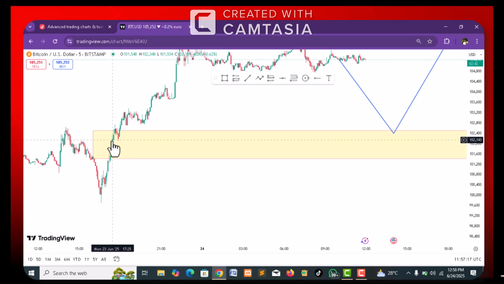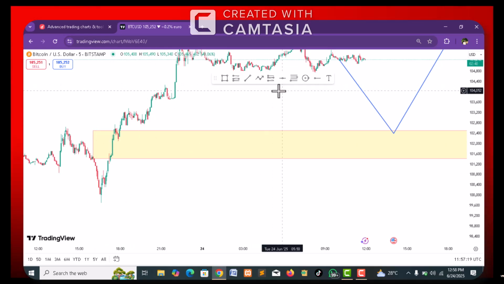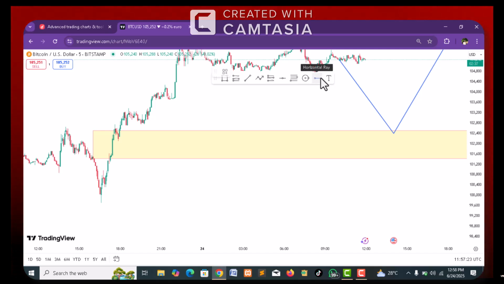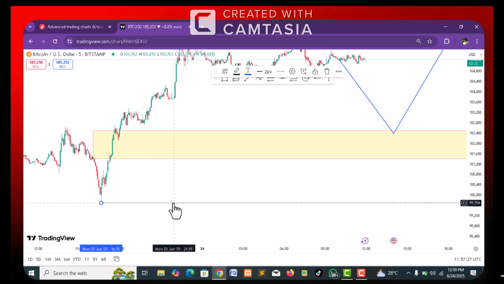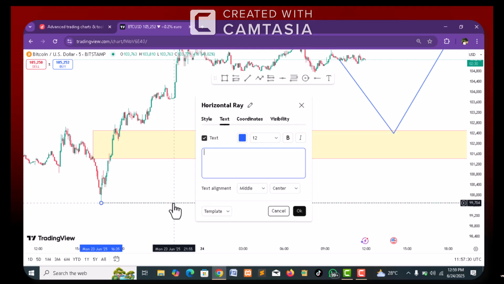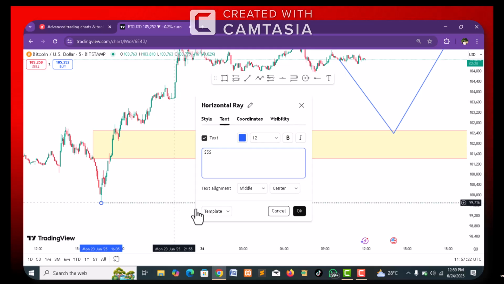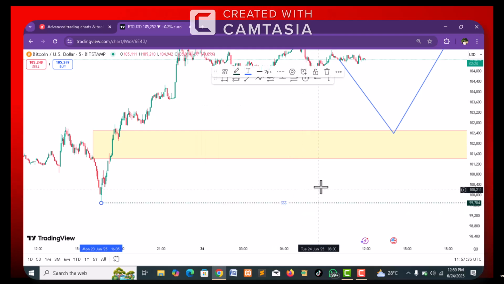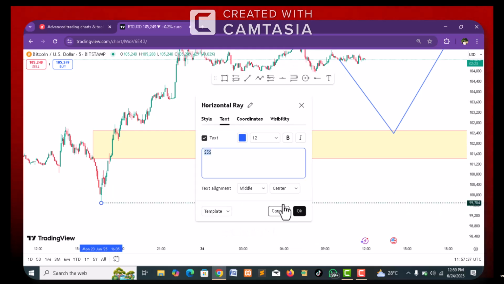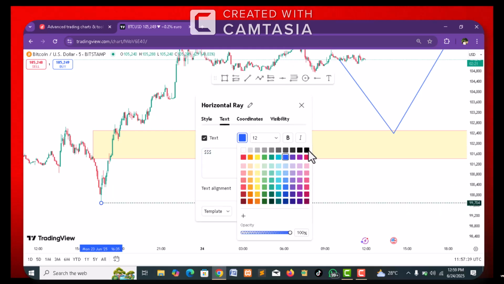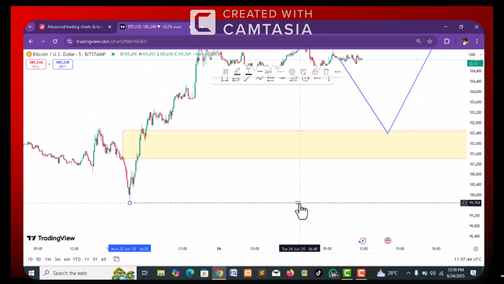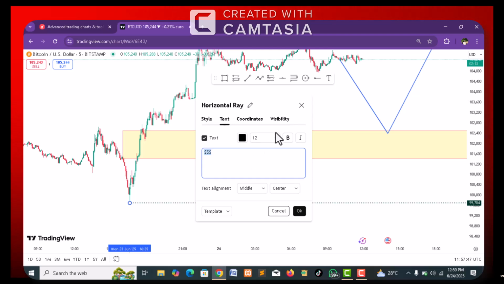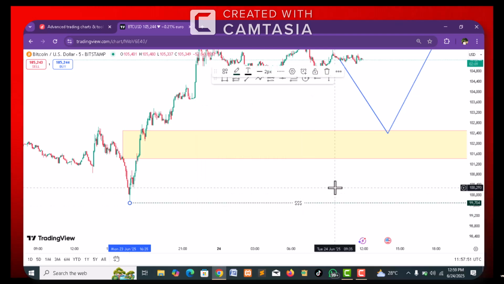That fair value gap has been mitigated, but the 5 minutes is telling us that there is a liquidity in this area. Let's mark it out here. The 5 minutes is telling us that there is liquidity in this area here. So now we know there is liquidity here, which means the market is going to respect the order block instead of the fair value gap.